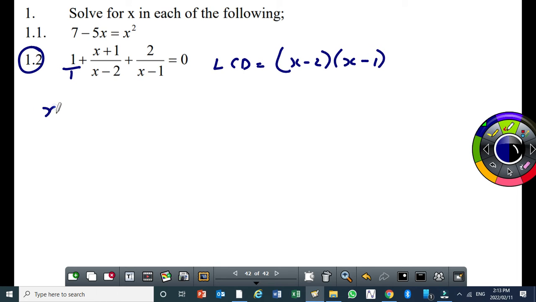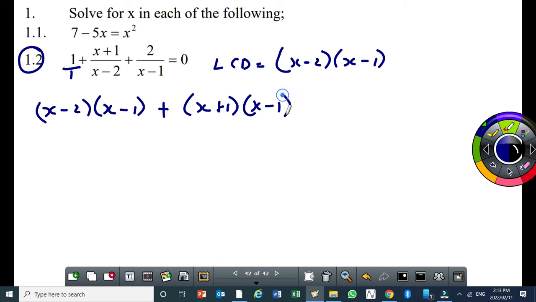So we will get x minus 2 times x minus 1 plus. At this stage, I don't expect anybody to have issues with dealing with the LCD. Since we have x minus 2, this denominator will just multiply its numerator by x minus 1. That's it. Right, so that will be x plus 1 times x minus 1. Then, for the third term, there is x minus 1 in the denominator. So we multiply its numerator by x minus 2. On the right hand side, we have the 0. So 0 times the LCD gives you 0. Okay, so you get that.